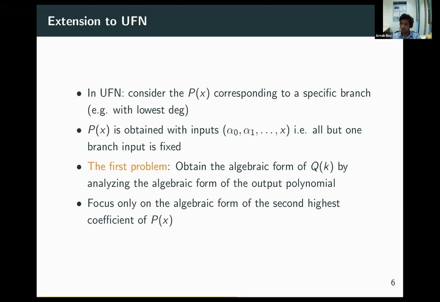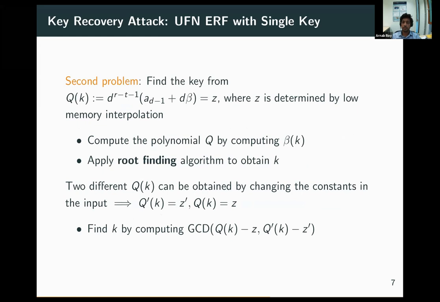So this is roughly the expression of the polynomial where beta is again a polynomial in K. And from this, we actually find the key by using a root finding algorithm. And by changing the fixed inputs, you can actually construct two polynomials, Q and Q prime, and then you can use the GCD method to find the key also.